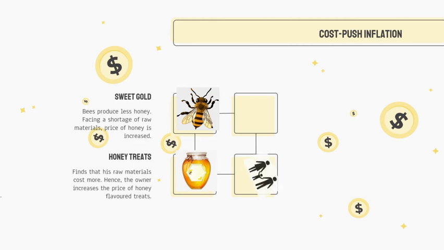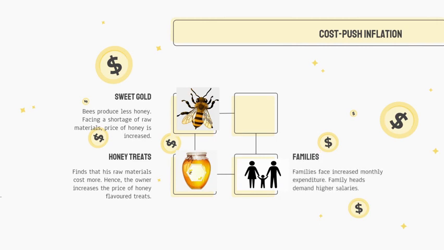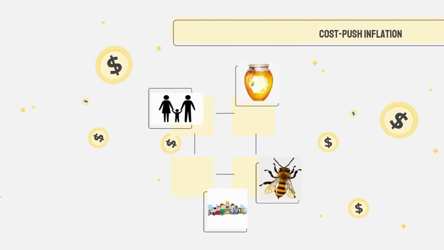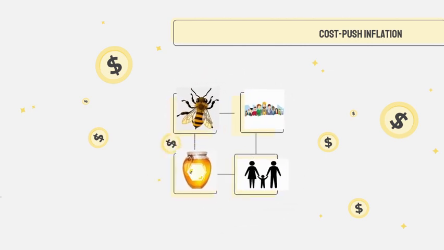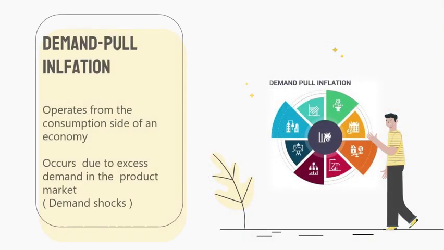The families that regularly consumed these honey-flavored snacks saw a rise in their monthly expenses, and thereby their family heads started demanding higher salaries in their respective jobs. The management authorities of these jobs are now facing an increase in the price of their raw material, labor. So in turn, they increase the price of their products. And this goes on. The ultimate result is a rise in the general price level of an economy, which we call cost-push inflation. So now let's look at what demand-pull inflation is all about.